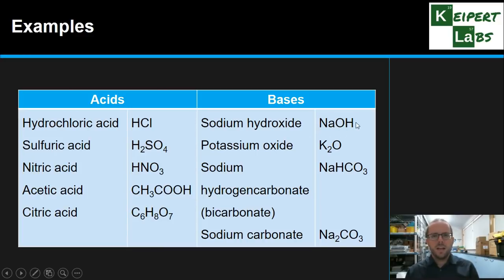Whereas some bases we might encounter: sodium hydroxide, used in drain cleaner, or called lye, L-Y-E, in lots of other things. Potassium oxide, which you'd use in potash, something you would add to soil to grow vegetables or plants. Sodium hydrogen carbonate, or bicarbonate, so bicarb soda you'd use in cooking. Sodium carbonate, Na2CO3, also known as washing soda, that you often add to detergent to help clean clothes. So these are some examples of common acids and bases we encounter in the lab or in everyday life.